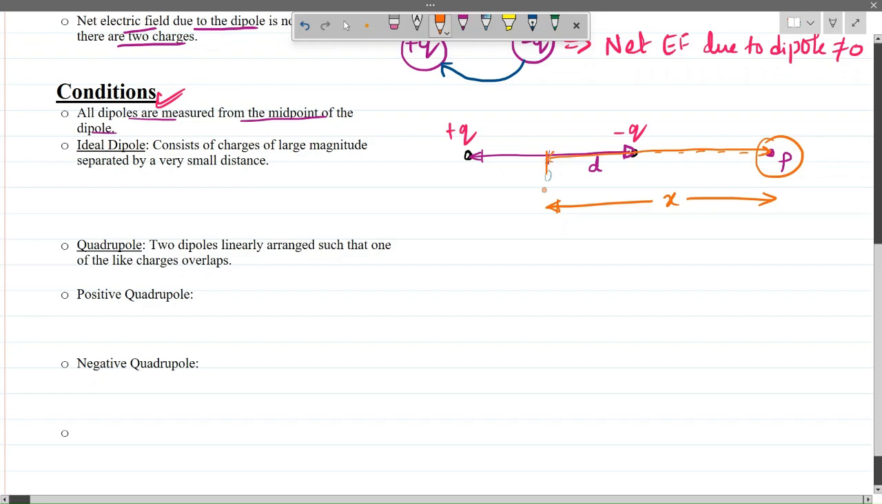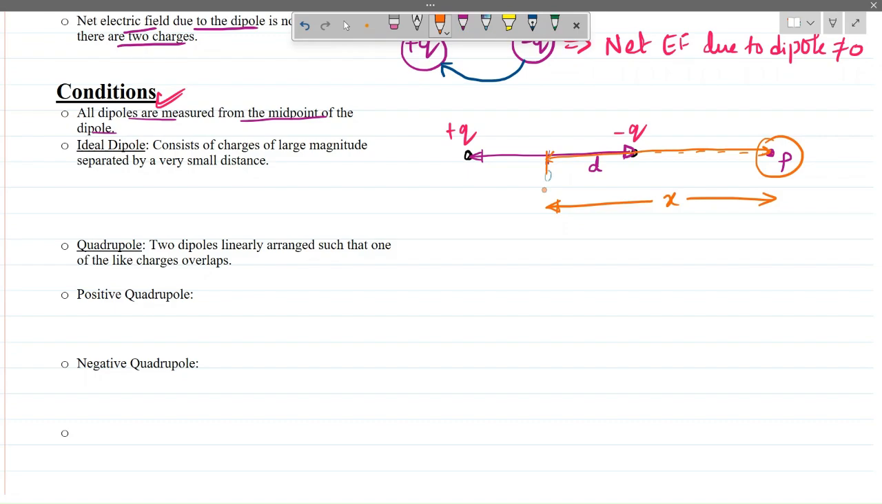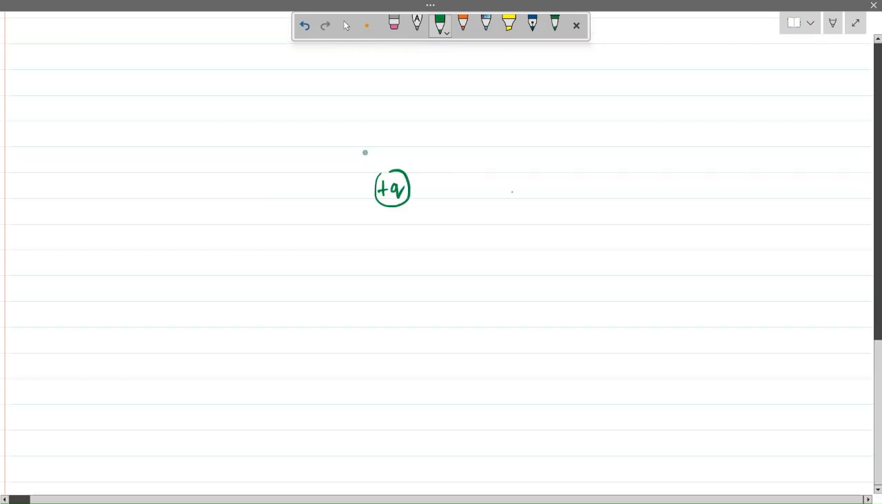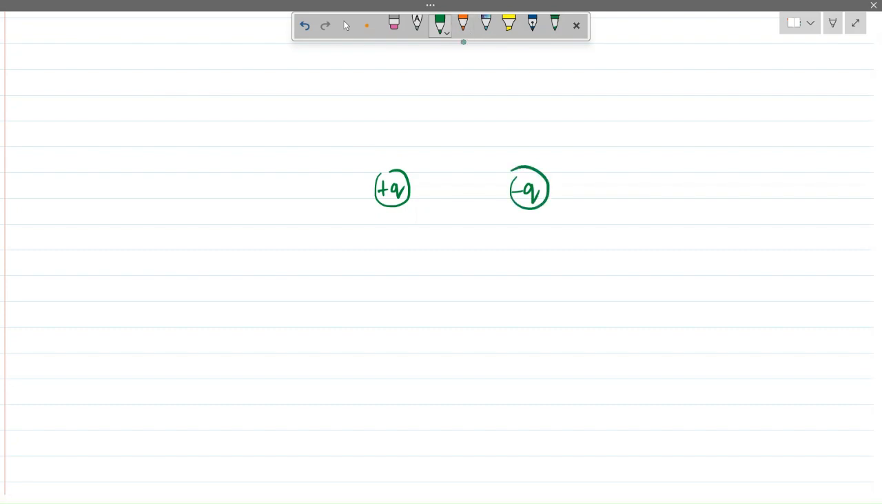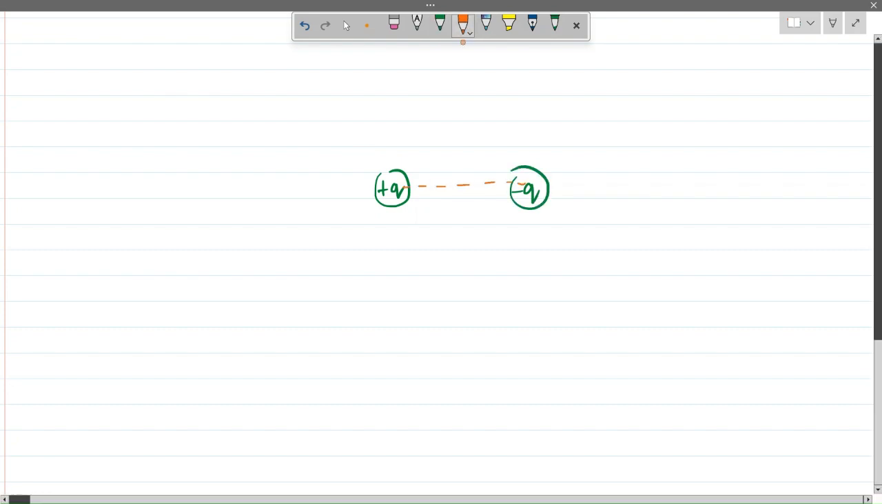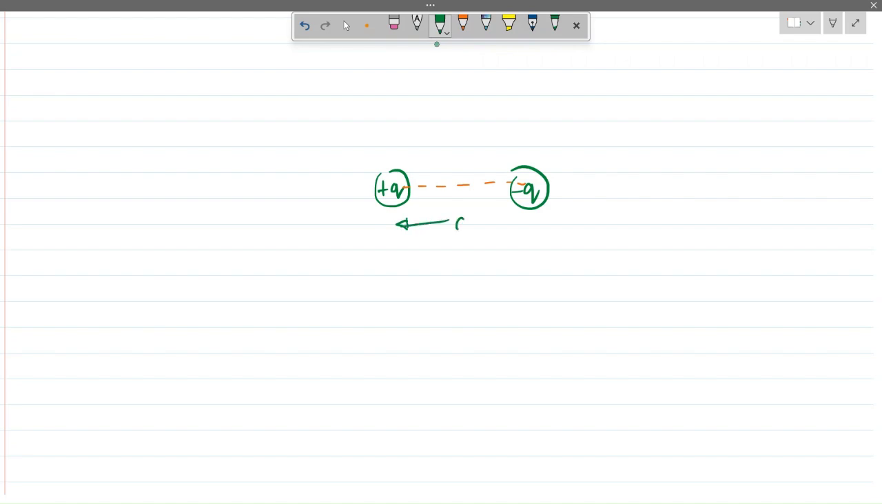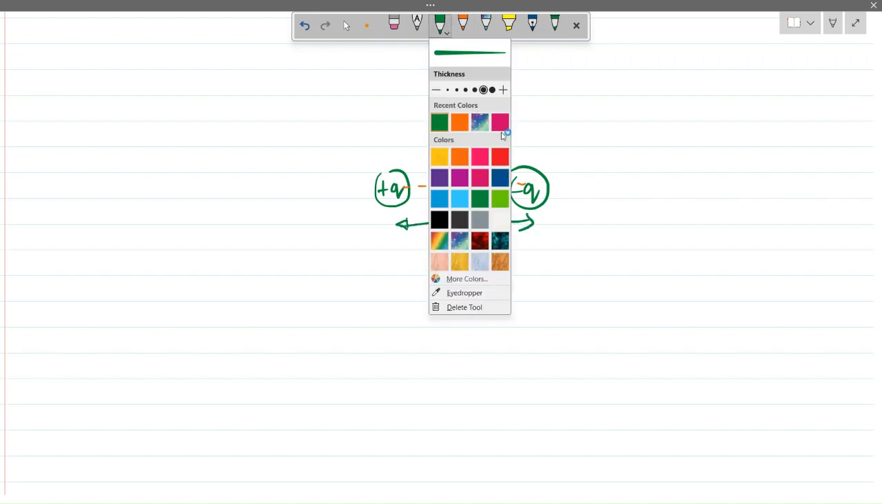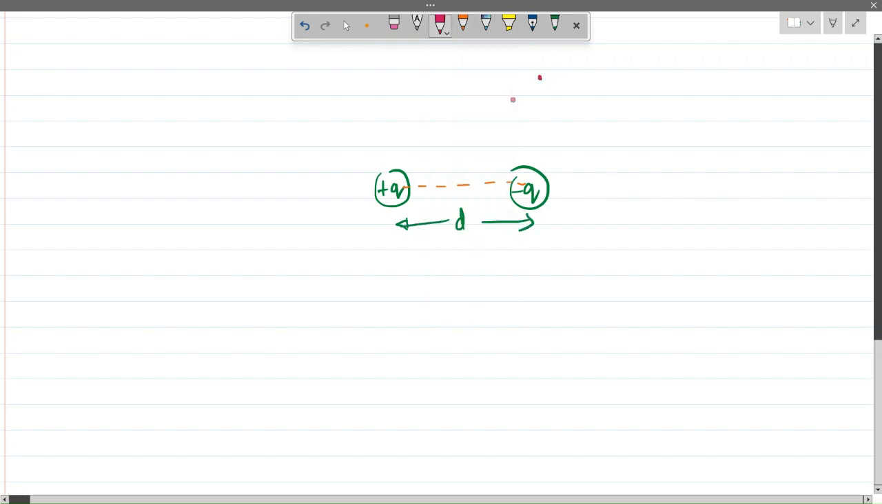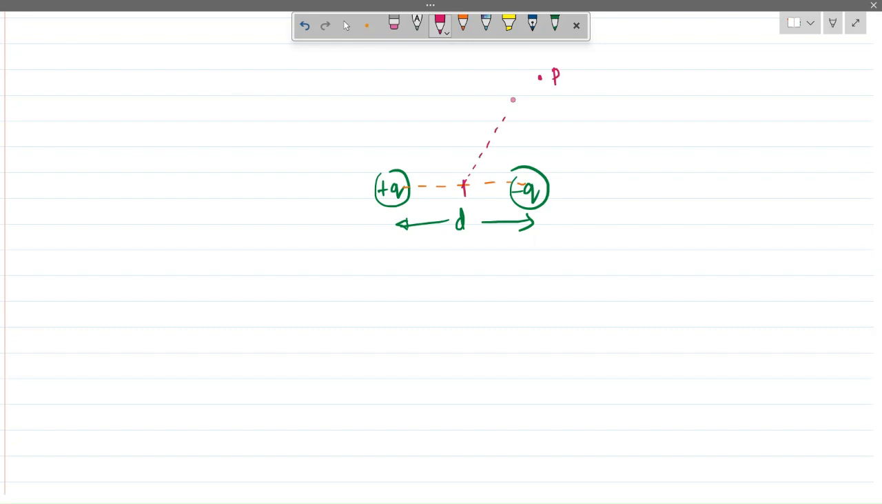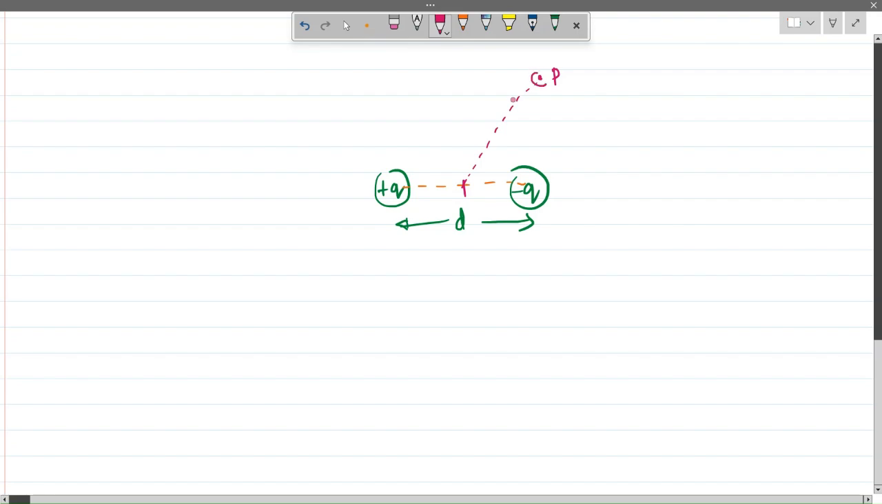This is a condition for measuring an electric dipole. For example, here we have a plus q charge and here we have a minus q charge. They are separated by a distance, say we can call it d. And if we have a point P lying outside, that is also measured from the center of the charges to this point P. The dipole at this point P is measured from the center of these two charges itself.